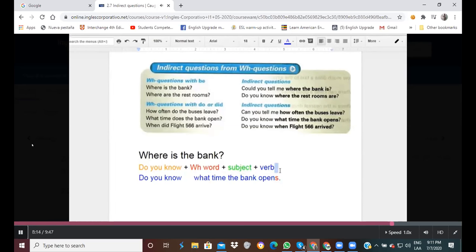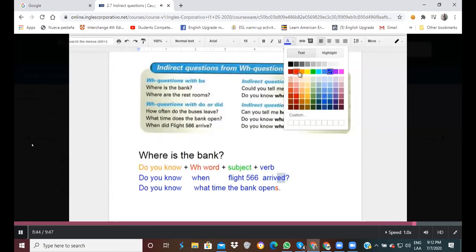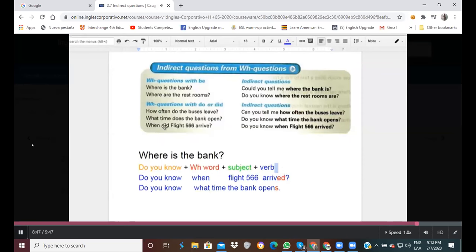And let's do the last one there. When did flight 566 arrive? So in that case, the question could be, do you know? And the WH word is when. And the subject is flight 566. And in this case, we have to change the verb to the past because we're not using an auxiliary. Like when we're using the auxiliary, when did flight 566 arrive? In this case, this verb is in the present, but that's because we're using the auxiliary did. So since we removed that auxiliary verb that I mentioned, we need to change that verb to the past form.